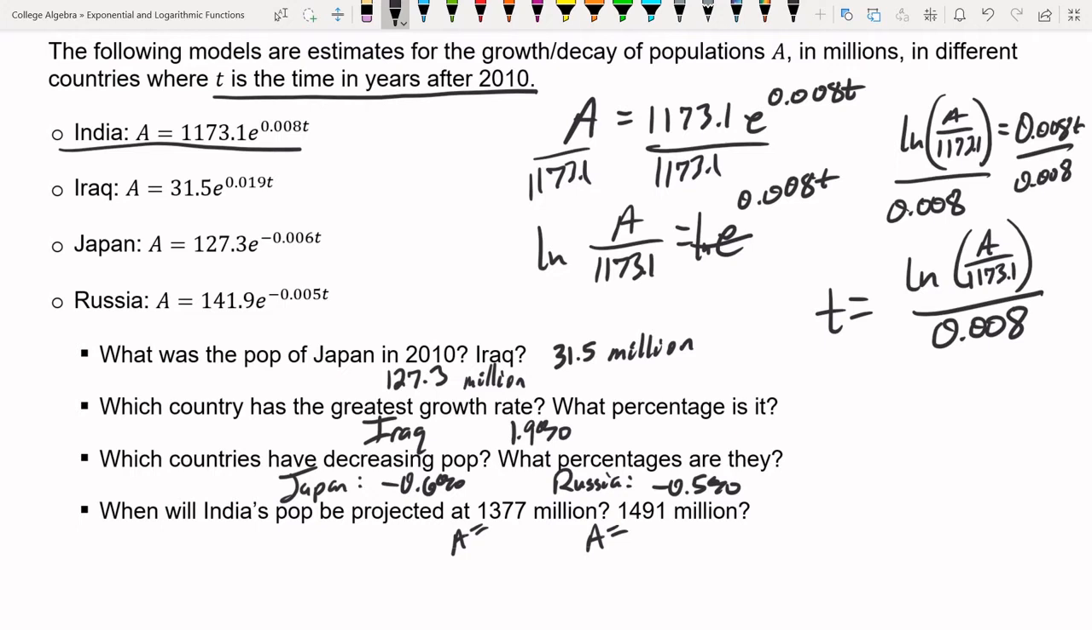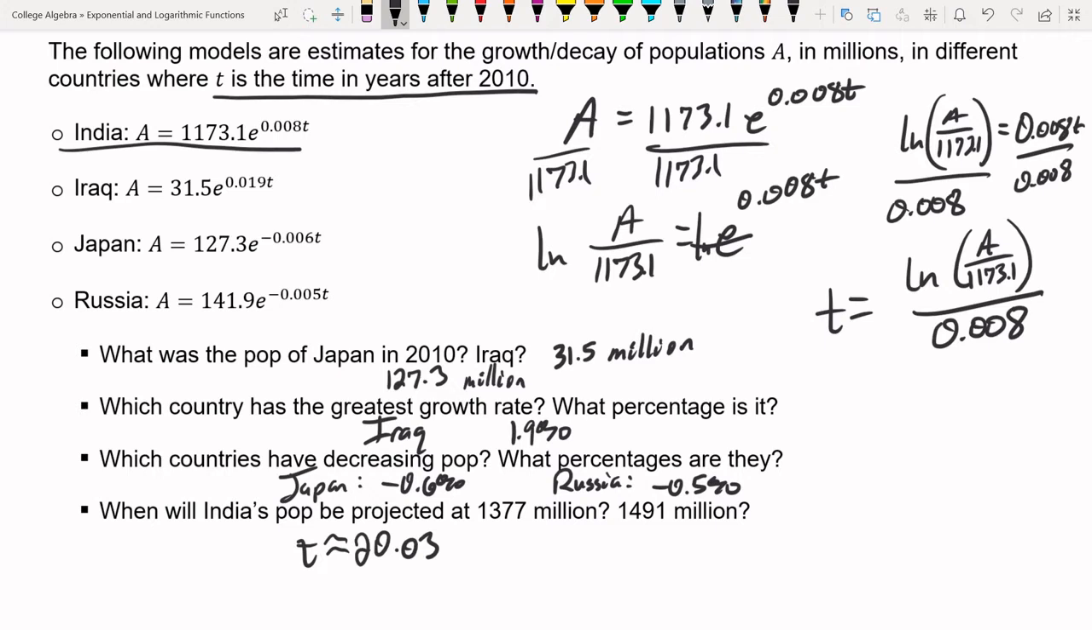So plugging in 1377, we have the natural log of 1377 over 1173.1, divided by 0.008. That gives me t equal to 20.03, and we're going to round to 2 decimal places. I'll just say approximately to make that known.